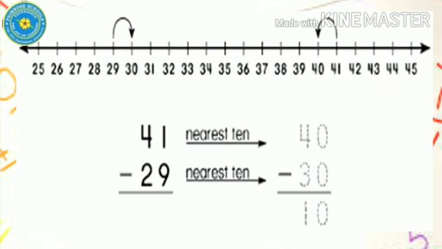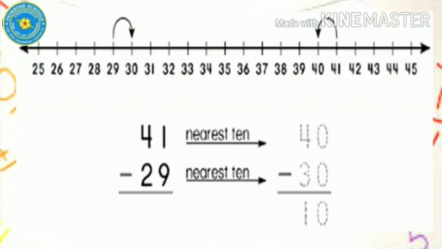Next, let us take a look at the subtraction. Here we are going to see only 2-digit subtraction and estimation of 2-digit subtraction only. Okay, so I will be showing you only 2-digit subtraction estimation. Let us take the subtraction of 41 minus 29.